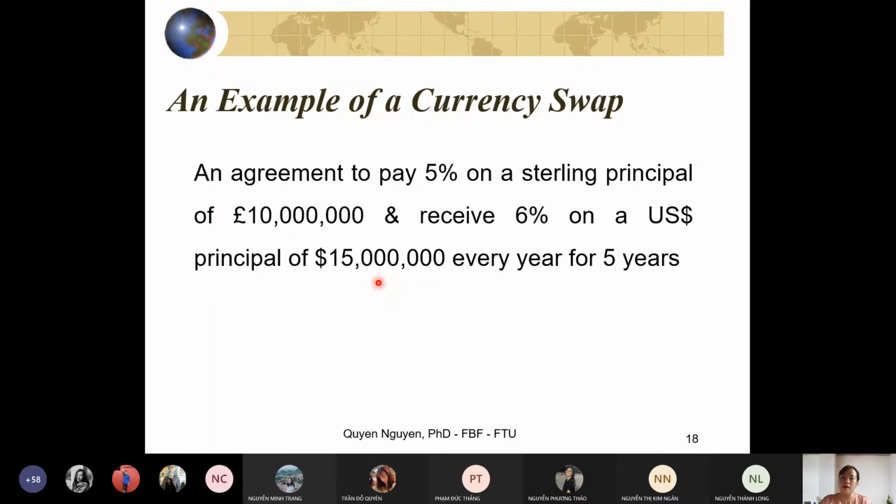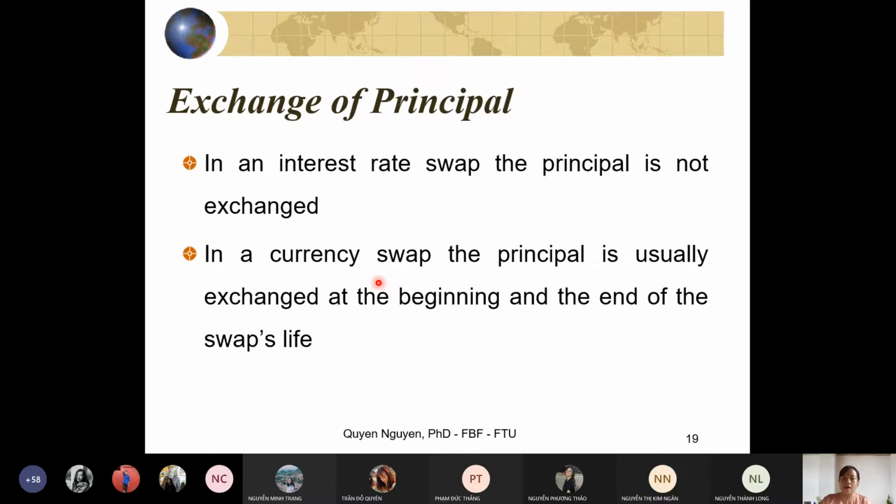But for the currency swap, it is a little bit different from the interest rate swap in the way that there would be an exchange of the principal in the beginning and at the end of the contract.